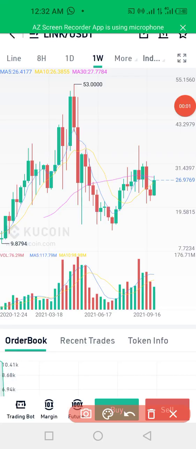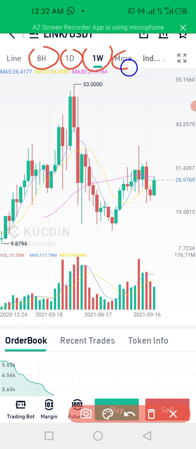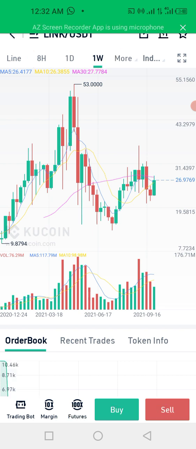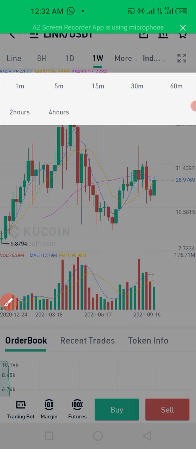Now in the charts, we have something they call time frame. In this chart, we have the 8 hours, the 1 day, the 1 week. If I click on more, you will see that we have the 1 hour, which is the 60 minutes, the 1 minute, the 5 minutes, 15 minutes, 30 minutes, 60 minutes, 2 hours, and 4 hours. So this time frame, you can use it to change the charts.